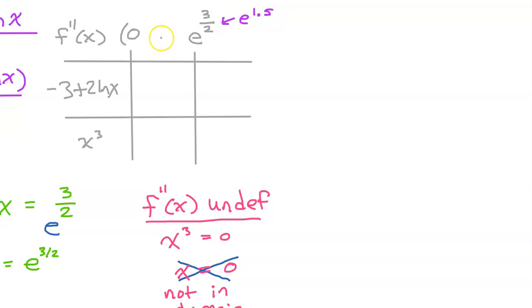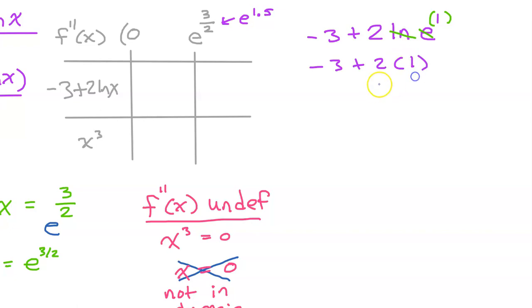So picking a test value in the first interval, we could use e to the 1 power, which is just e. Substituting e for x, we have this. I'm actually going to leave it as e to the 1 power to make it clear that when we have natural log and base e, they cancel each other out, leaving just the number 1 behind. So we would get -3 plus 2 times 1. Obviously, this is just -3 plus 2, which is a negative number. So negative in the first interval.